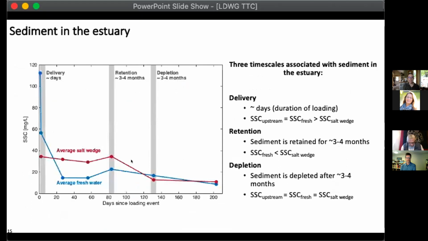And if you rearrange things and plot suspended sediment concentration as a function of time since loading, three timescales fall out. The first is sediment delivery, where suspended sediment in the upper layer is really high. There's a lot of it, and it lasts on the order of days, or for however long the storm lasts, that is driving that increase in upstream sediment loading. After that, the amount of sediment that stays in the estuary is primarily in the salt wedge and lasts for about 3 months. And then finally, after about 4 months, the retained sediment is depleted and very little sediment is available in any part of the water column.